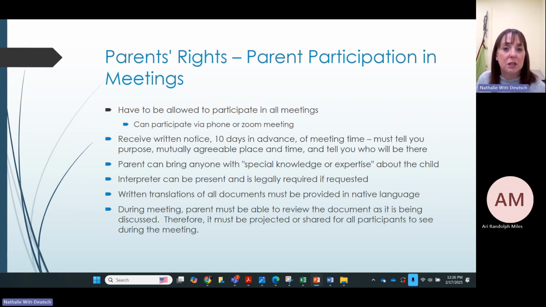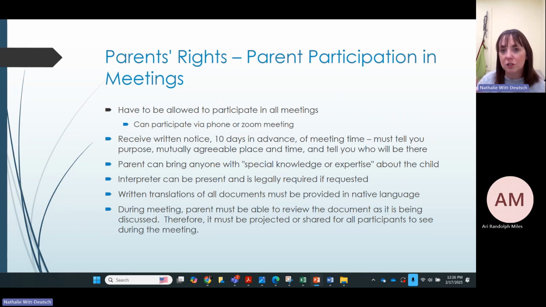Parent participation in meetings. As I mentioned before, you can participate via phone, you can participate via Zoom, you can also participate when you're in the presence of the people all around the table. You need to receive written notice from them at least 10 days in advance of the meeting time.